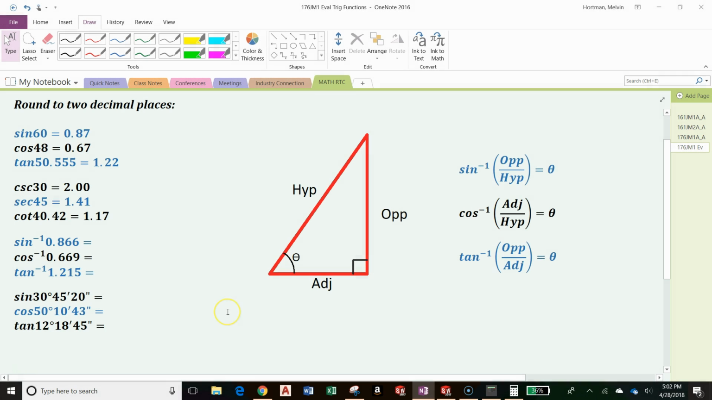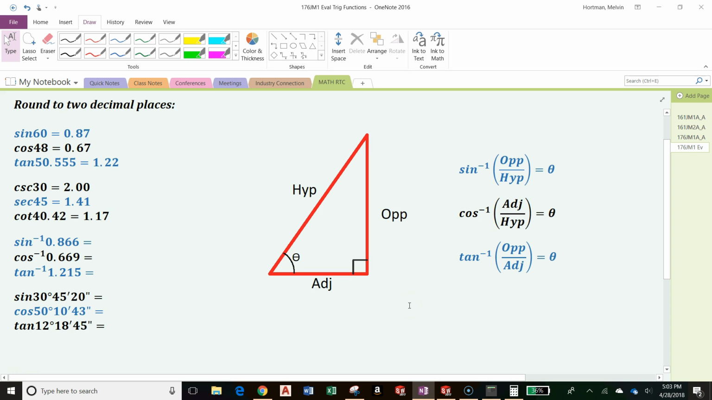So with the normal and the reciprocal trig functions, we were able to calculate the trigonometric ratio of a triangle given an angle. We were given an angle here of 60 degrees, and we were able to calculate the trigonometric ratio of 0.87. That ratio is the opposite side length divided by the hypotenuse side. Same with cosine of 48 degrees. We were given 48 degrees as the angle, and we calculated 0.67. That is the ratio between the adjacent side of the triangle and the hypotenuse side.